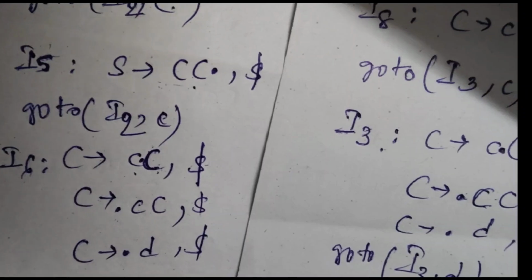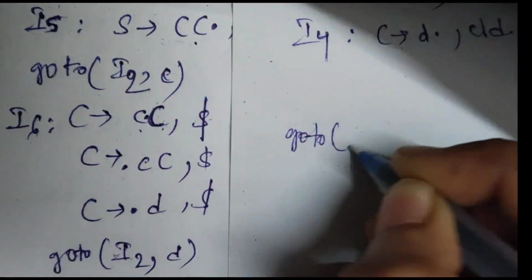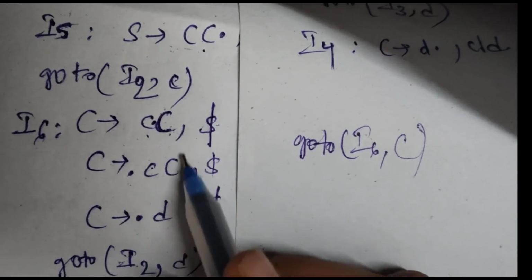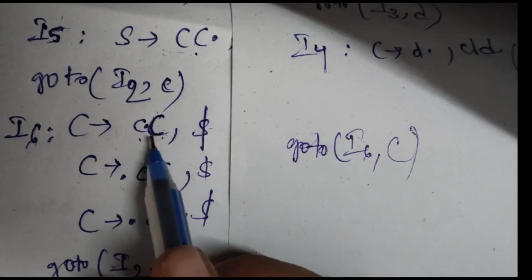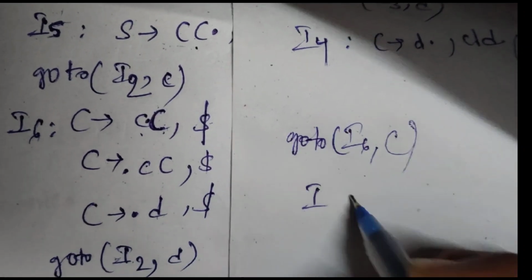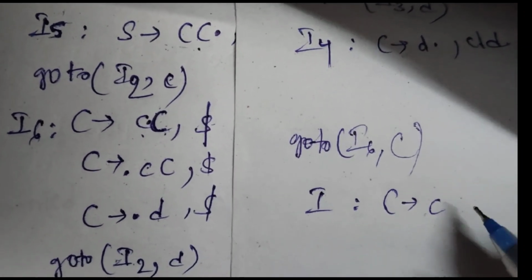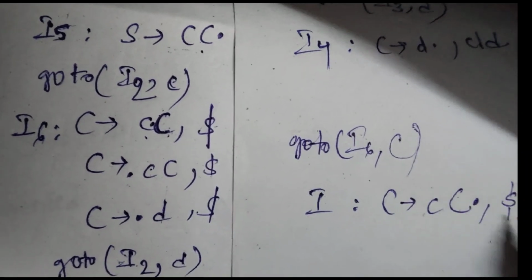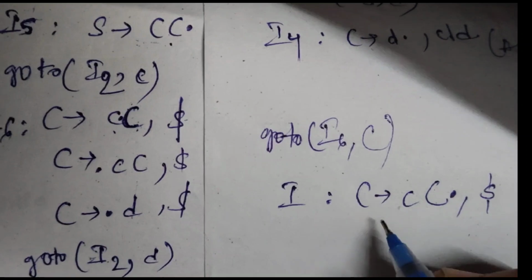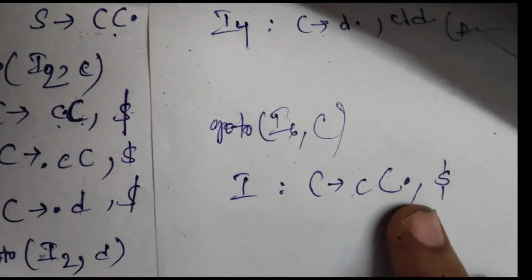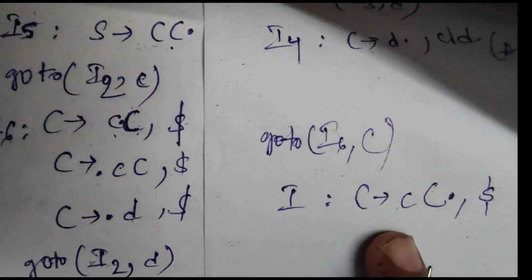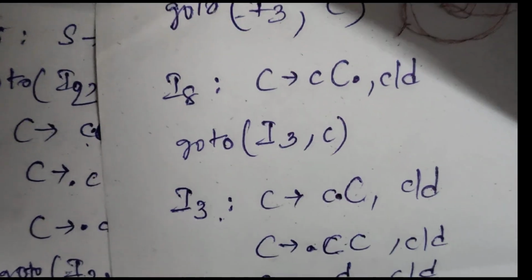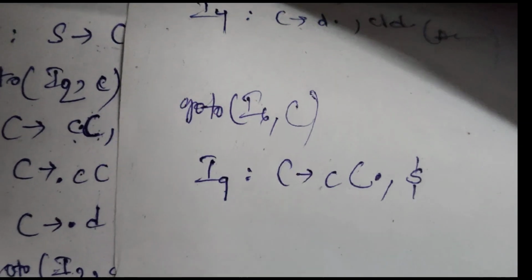So let's see. Go to I6 comma capital C. This dot will be shifted here. Do we have capital C anywhere? No, we only have this, so we need to shift this solely. Capital C produces small c. This dot will be shifted here, and the dollar, as we are just shifting, we need to write it as it is. Since the dot has reached the end, we can stop here. Do we get this anywhere else? No, right? So we can name it as a new prediction. We already got up to I8, so the next prediction is I9.